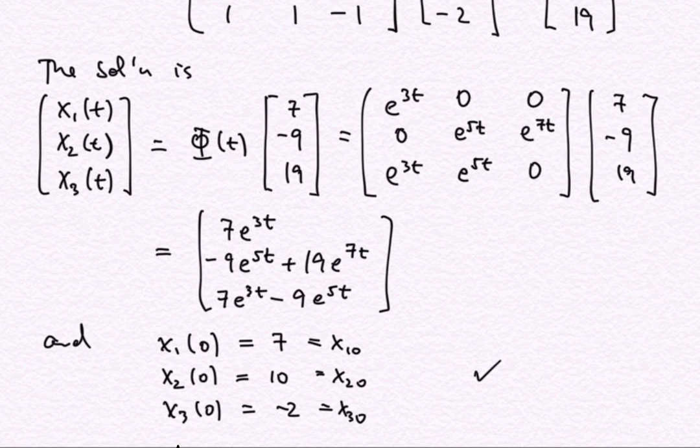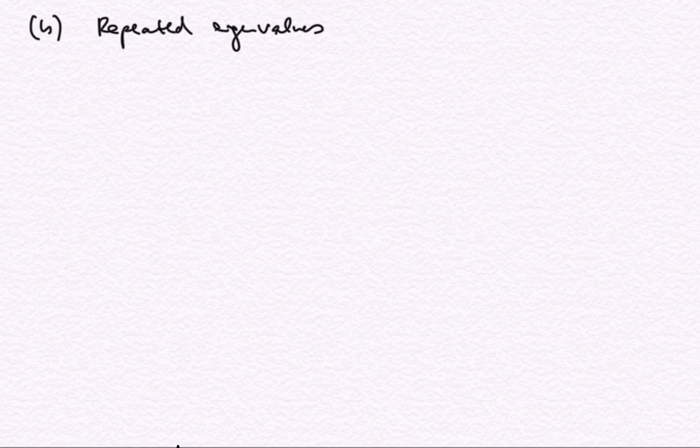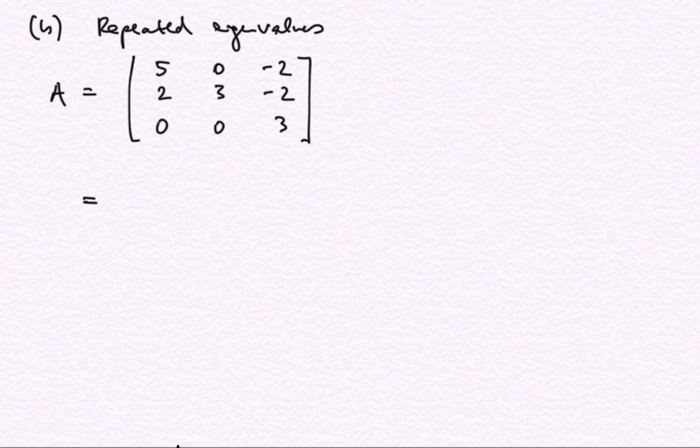That was the case of all distinct eigenvalues. So let's look at the case of repeated eigenvalues. And again, I use the matrix that I have in the corresponding eigenvalue video. So I look at the matrix 5, 2, 0, 0, 3, 0, minus 2, minus 2, 3. And this, as we found out in that video, is given by the eigenvalue decomposition 1, 0, 1, 0, 1, 0, 1, 1, 0. That's P.